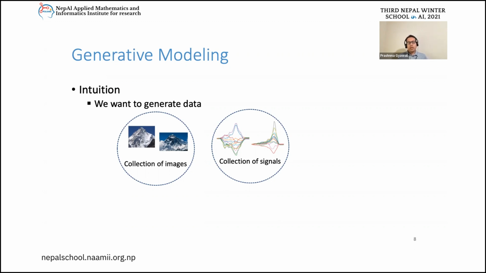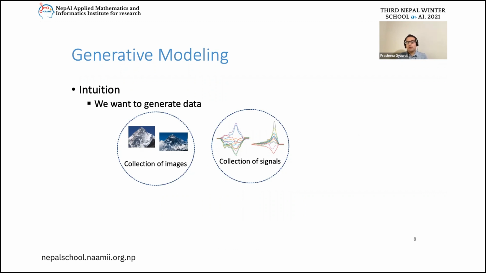So in generative modeling, the basic intuition is that we want to generate some data. If we want to denote it with X, so let's say we want to generate some data X. Now, the data set could be a collection of images of mountains like here, or the collection of some signals like electrocardiograms in this group.